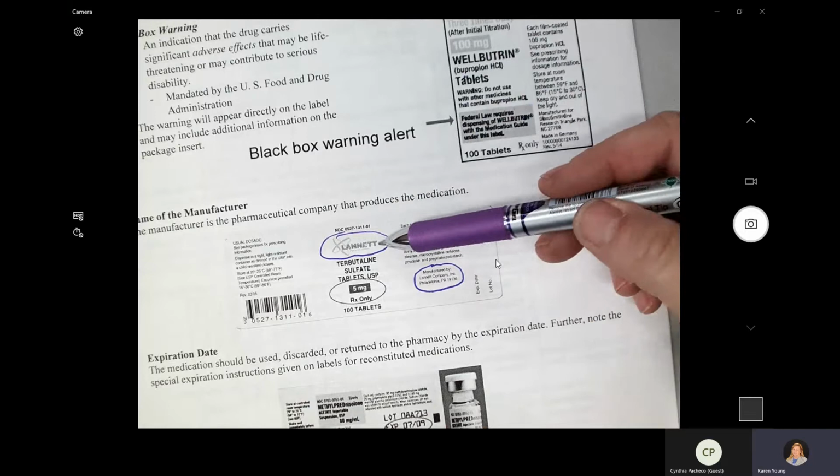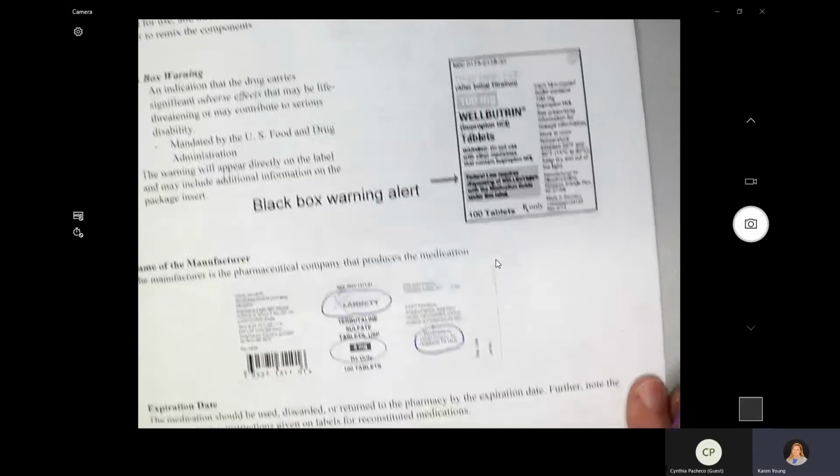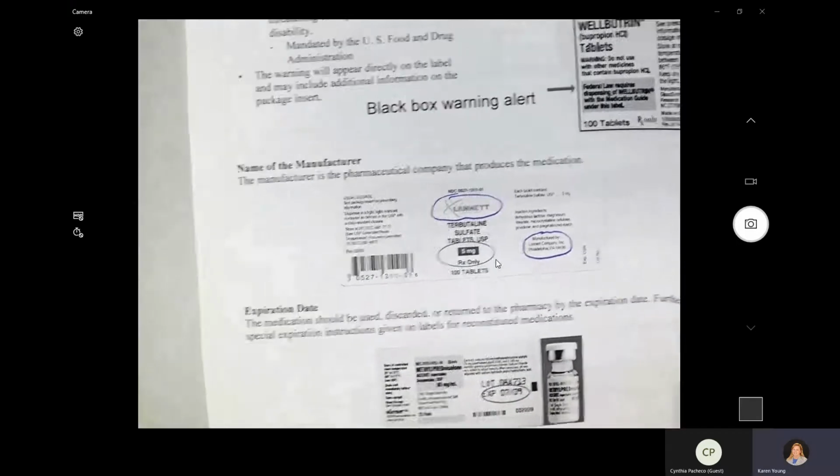This one's Lanet. We've also got one that's Lilly, Eli Lilly Company, is one that always comes to mind. I think Bayer is actually, Bayer was a registered drug. It was a manufacturer.